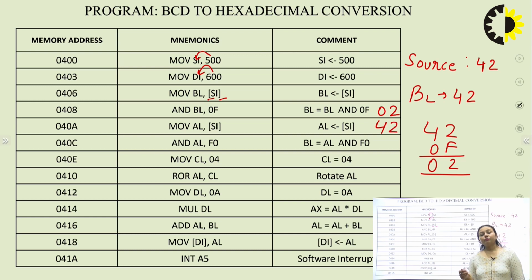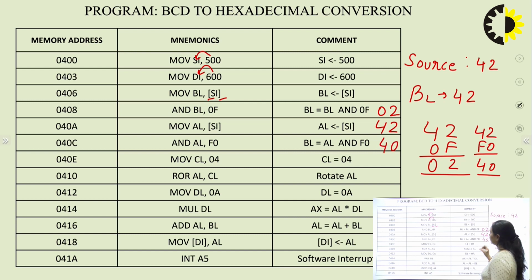And now I want to perform the masking again, AND AL comma F0. So this time I want to mask the lower bits. When I perform this masking, 42 is ANDed with F0, so we'll get 40. So in the accumulator, I'll get 40.